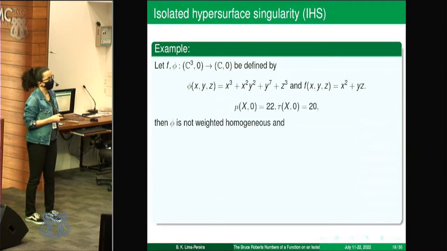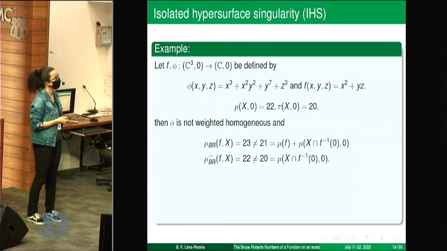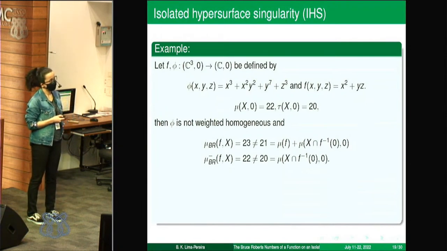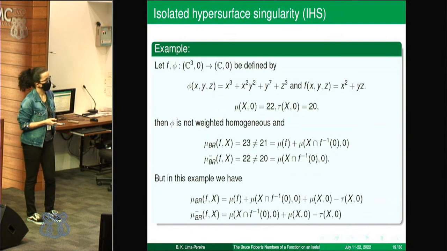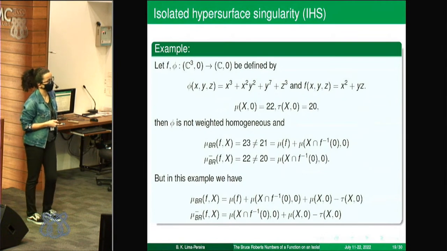So we calculated the Milnor number of the hypersurface, the Tjurina number. These numbers are different, so this hypersurface is not weighted homogeneous. And the previous equalities are not true in this example. But if we add the difference between the Milnor and Tjurina numbers, we have the equality. So in this example, we have these relations. Okay? This equality for the Bruce-Roberts number and the second equality for the relative Bruce-Roberts number. Okay?